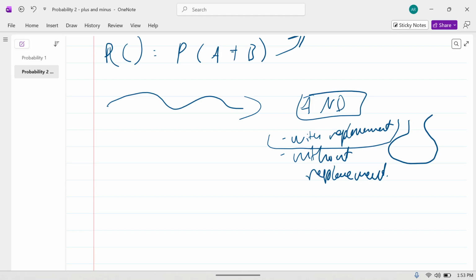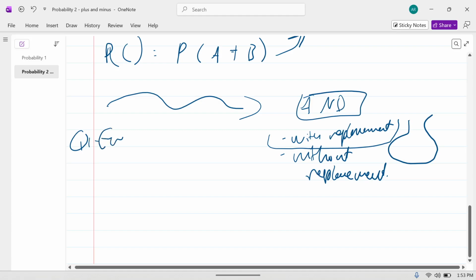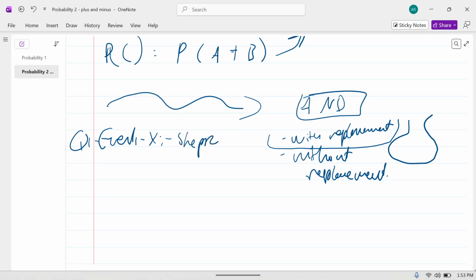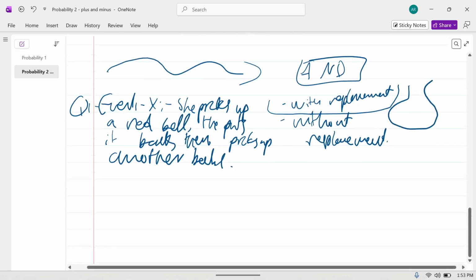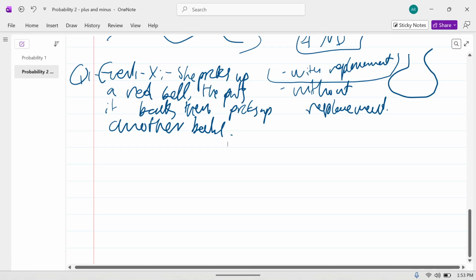So let's do it with replacement for once. The question is, the event would be, let's call it X. She picks up a red ball, right? Then puts it back. Then picks up another ball. Okay? Then she picks up another ball. How are you going to do the probability? Now look, this is how I do it. This is how I used to do it in the exams.